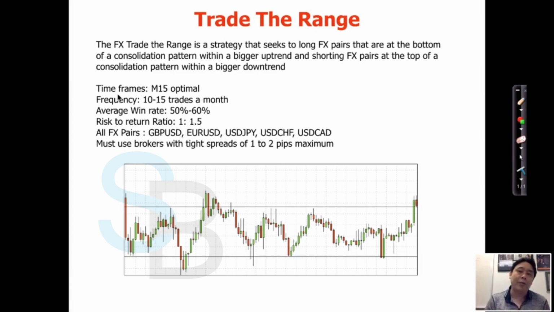Average win rate 50 to 60%. Risk to return ratio on average risking 1R to make 1.5R. Of course, and again, there are times when we may get a 2R or 3R depending on how wide that range is. This works on all FX pairs, and again, use brokers with very tight spreads of ideally 1 to 2 pips a maximum. So let's go now into the nuts and bolts of the entry and exit rules of the trade the range strategy.